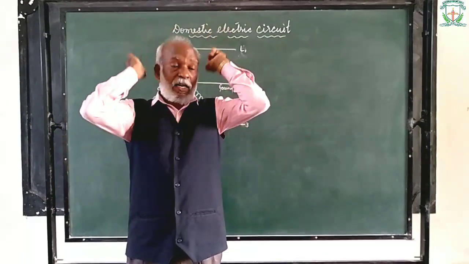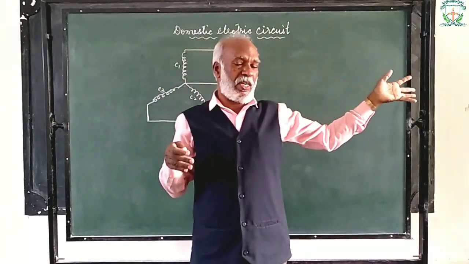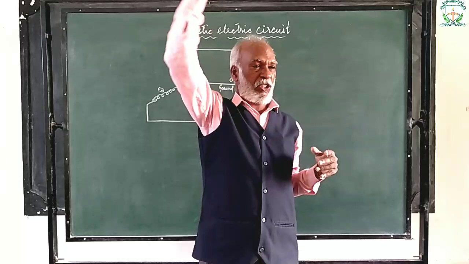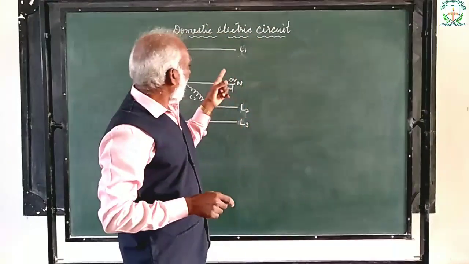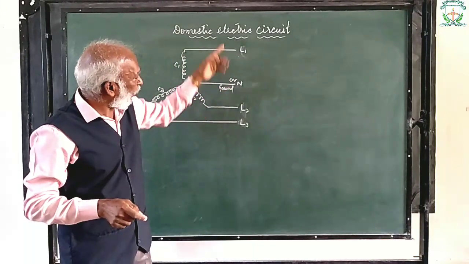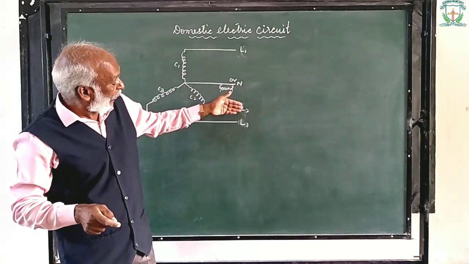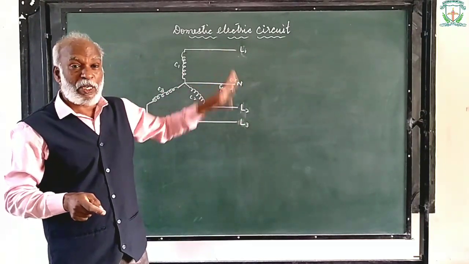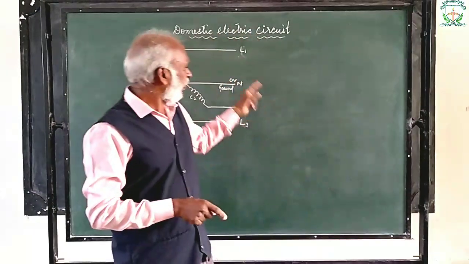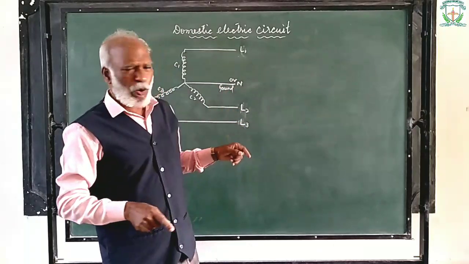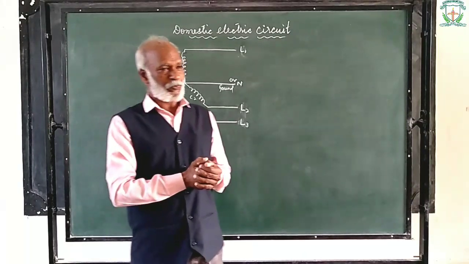Now if you observe the distribution areas in the residential layouts or industries or commercial establishments, the transmission line contains 4 wires. So which are the 4 wires? Line 1, line 2, line 3 and 1 neutral. One of the wires is neutral, the other 3 are line wires. How do you locate the neutral wire and the line wires?